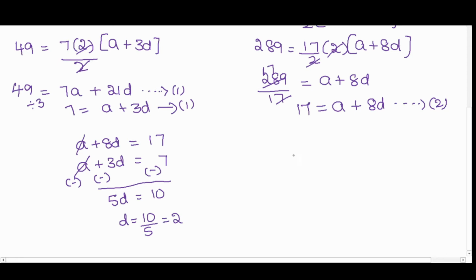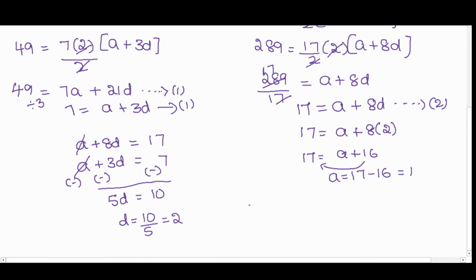Let me substitute this D value in equation number 2. You can solve in either of the equations, but I am substituting in equation number 2. See what happens, we'll get the A value. A plus 16 I get. I'll bring the 16 towards the side. Therefore, the A value will be 17 minus 16, which is equal to 1.